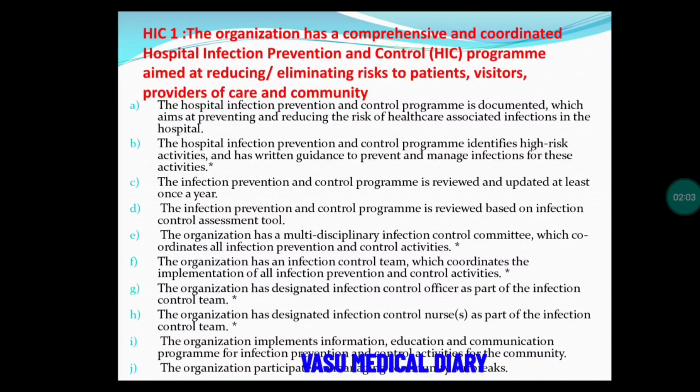So the high-risk activities, which means the invasive procedure, operations, and then ICU procedures, all those things you are identifying and having some policies to prevent infections during those high-risk procedures. And the Infection Prevention Control Program is reviewed and updated at least once in a year. So NABH expects you to review your infection control policy at least once in a year.